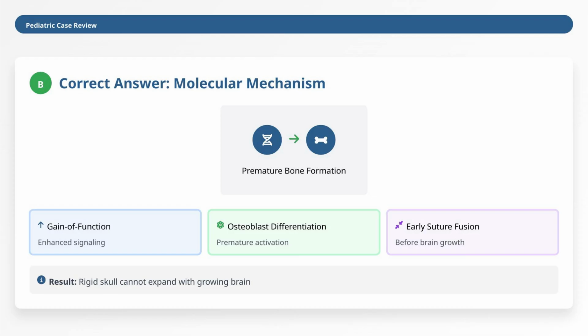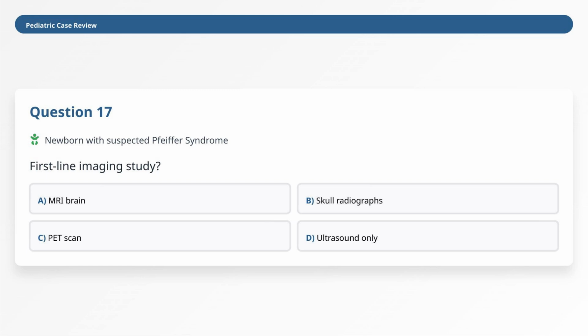The fibroblast growth factor receptor mutations in Pfeiffer syndrome are gain-of-function mutations that cause premature osteoblast differentiation and accelerated bone formation. This leads to early fusion of cranial sutures before brain growth is complete. The expanding brain then encounters a rigid, non-expandable skull, potentially causing increased intracranial pressure and abnormal skull shape as growth redirects to patent sutures.